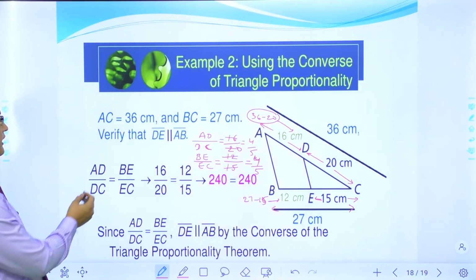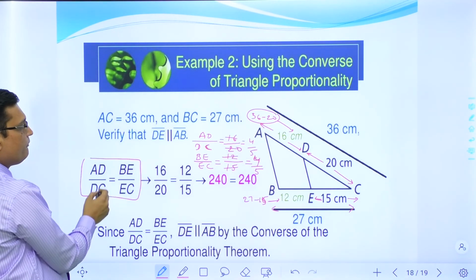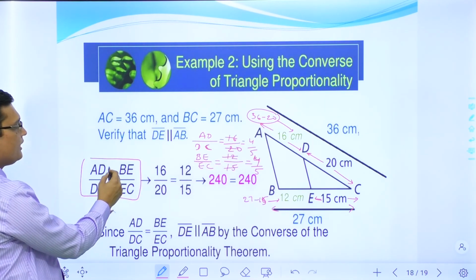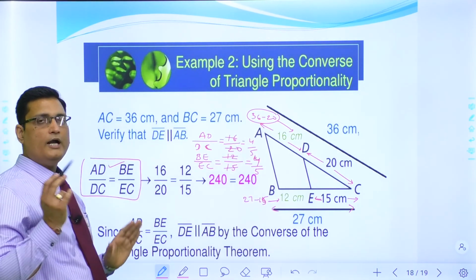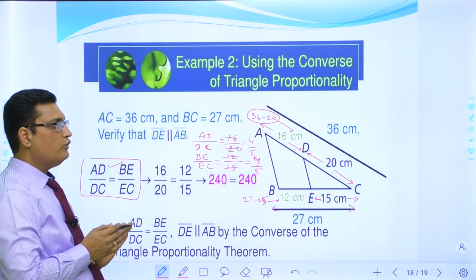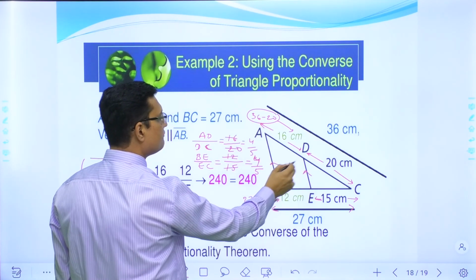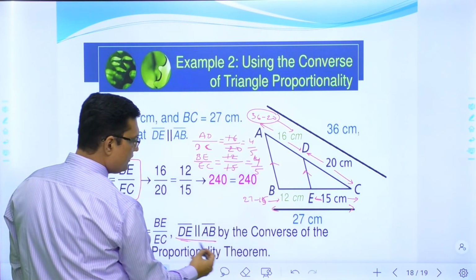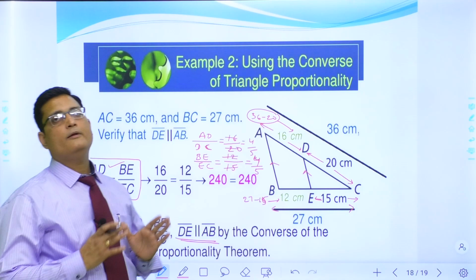So what we can say? We can say in both cases AD upon DC and BE upon EC are coming 4 upon 5. So they are equal. If sides are divided in the same ratio by any line, then it is proved by converse of B.P.T that the line will be parallel. DE is parallel to AB by converse of B.P.T.